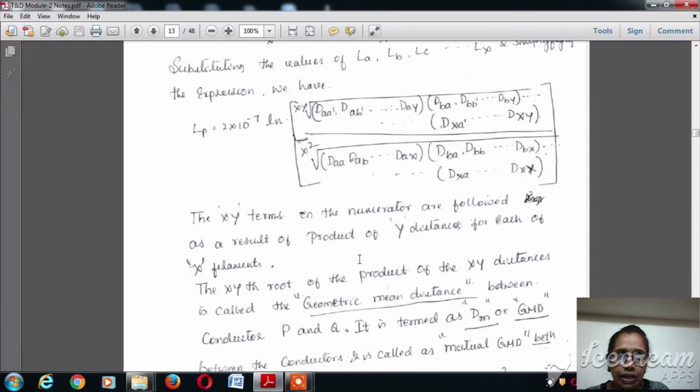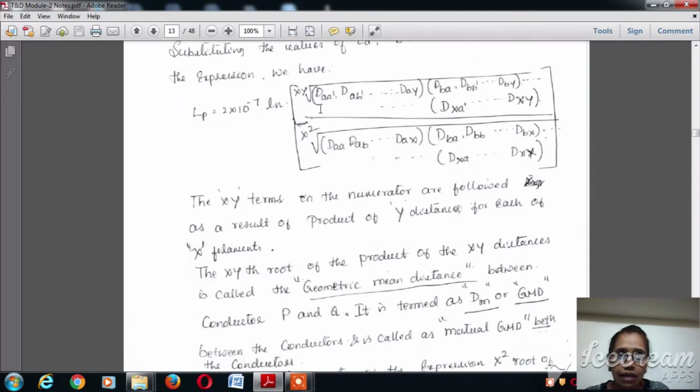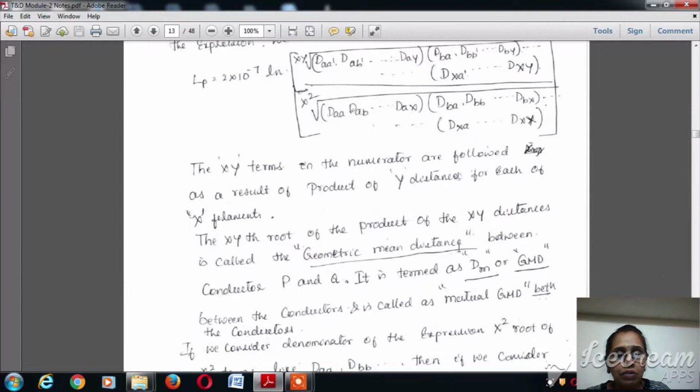Now the xyth root of the product of the xy distances is called the geometric mean distance, GMD, between the conductors P and Q. It is termed as DM or GMD. Between the conductors, it is called the mutual GMD, mutual geometric mean distance between the conductors.